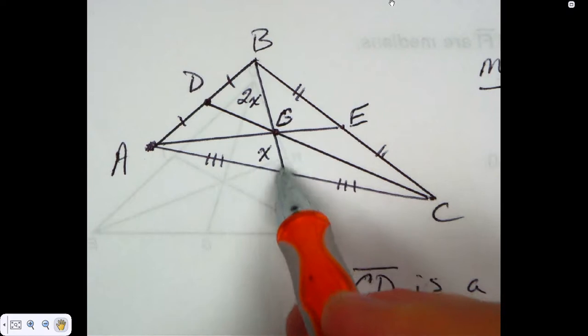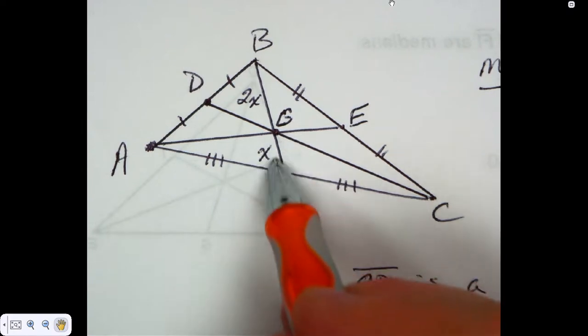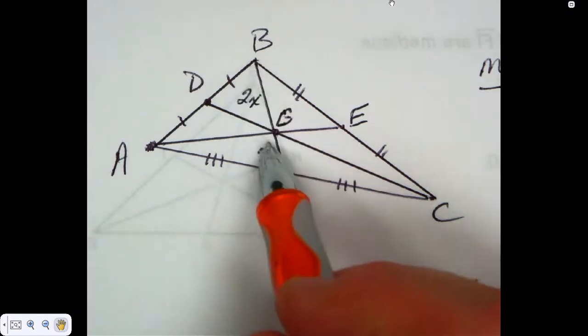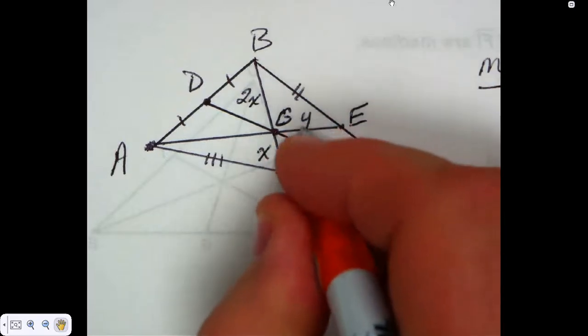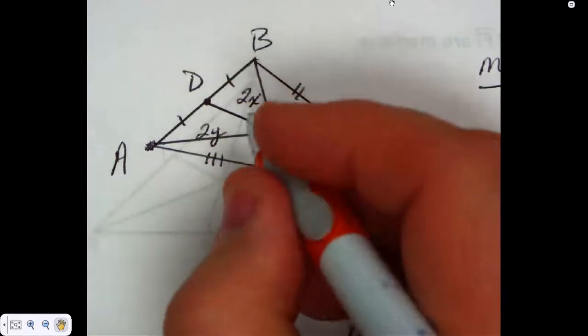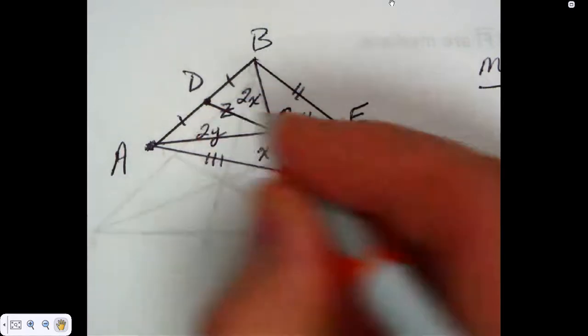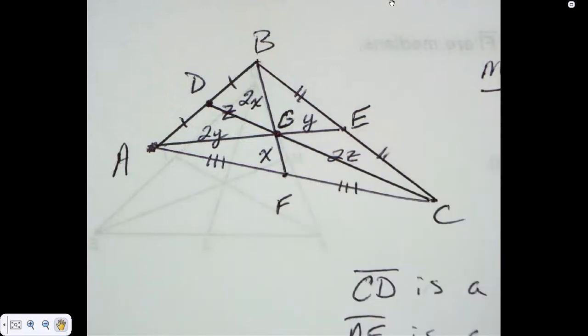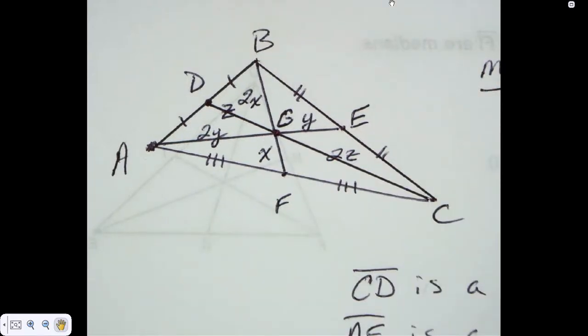So the distance from the centroid to the midpoint is a third of the total distance, and this is 2/3 of the total distance. Right here, if this is y, the smaller part's y, the bigger part's what? If the smaller part here, we'll call it z. What's this one? Well, that's fun, isn't it? This is what we'll use the most in this section.